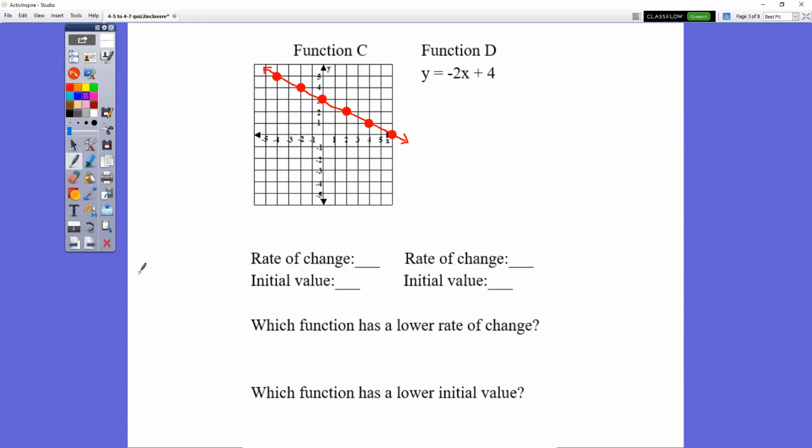Go ahead and look at C and D, please. All right, compare C and D. Again, remember your rate of change is your slope. Your initial value is your y-intercept. Go ahead and try this one, please.